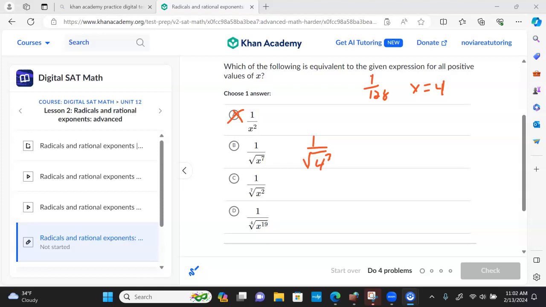So 1 over the square root of 4 to the 7th power. Now we're allowed to use a calculator on here. And we get 4 raised to the 7th power is 16,384. Now, if we take the square root of that, we get 128. So it looks like our answer is going to be B in this case.